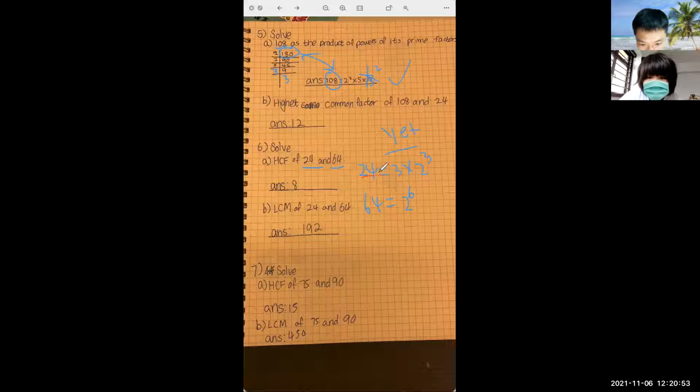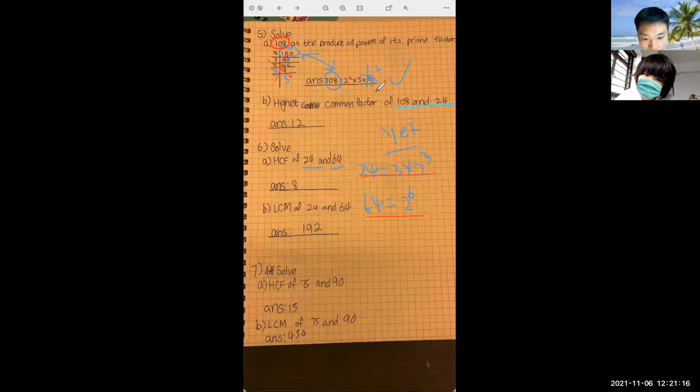So for 24, the prime factorization is this. But is the question correct? Question 5 or question 6? Question 5, okay, because the question asks you to do 108. So for 108, this prime factorization is wrong already. What you need to do is the same thing.